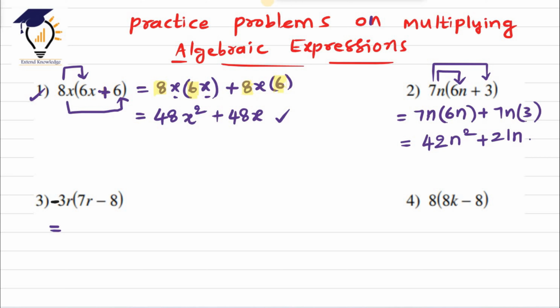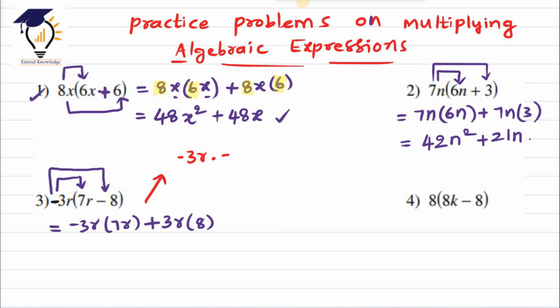So that is equal to distributing negative 3r over 7r. So negative 3r times 7r, and then multiplying negative 3r with negative 8. How is the sign changing? I'll show you here. Negative 3r times negative 8. When we multiply, negative times negative gives us positive. So positive, and the 8 and 3 remain the same.